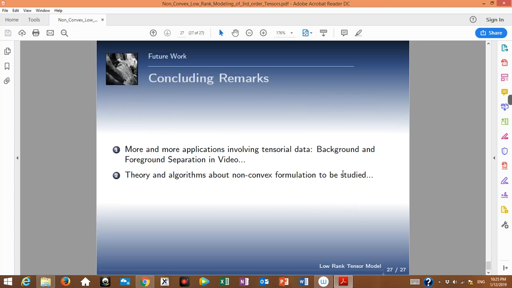In the future, we will try to do more and more applications involving tensorial data. For example, background and foreground separation in video. And we will study more and more applications of non-convex formulations.